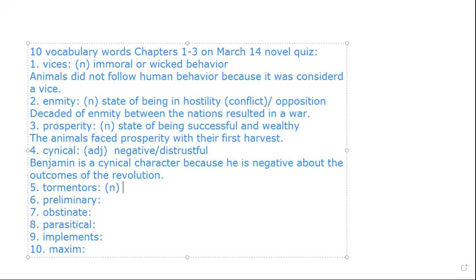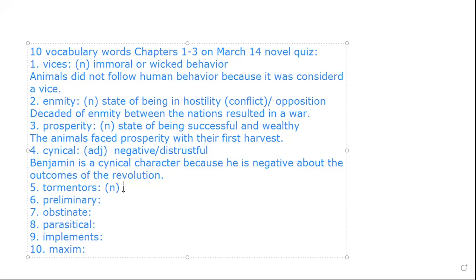All right, tormentors are people who impose pain, basically mental and physical pain, on others. The animals considered the humans as their tormentors because again they saw that the humans were the ones that took everything from them and never gave them anything. They even burned a lot of the whips. Remember the whips that the humans used to beat the animals when they're not working.